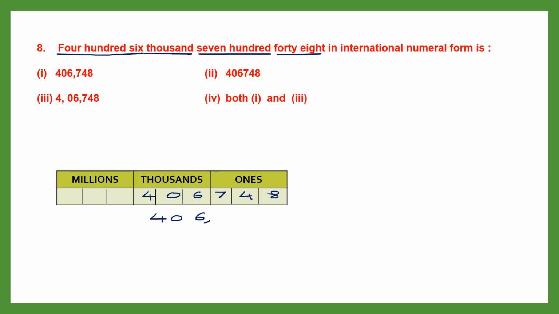406 and then we have a comma. 748. This is our answer. Which option is that? Here it is the first option, 406,748. This is our answer.